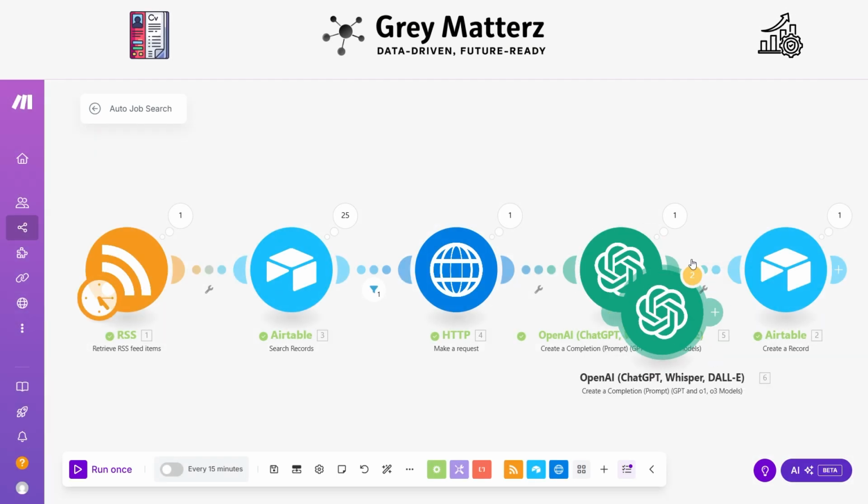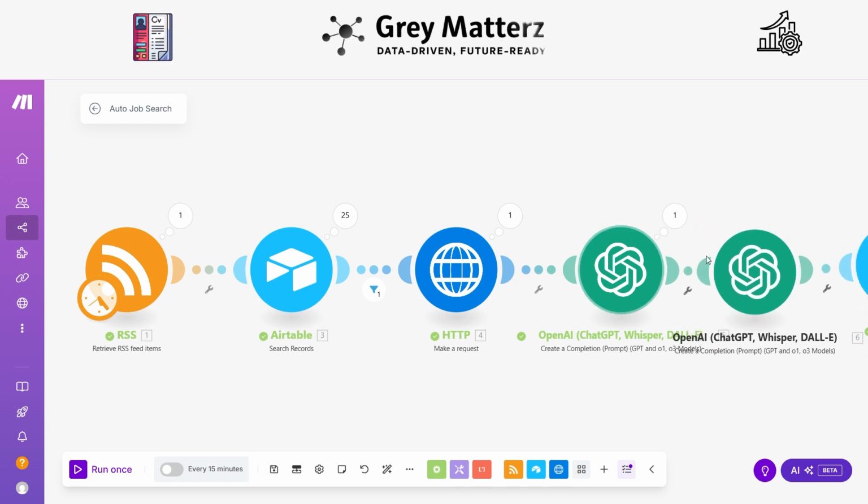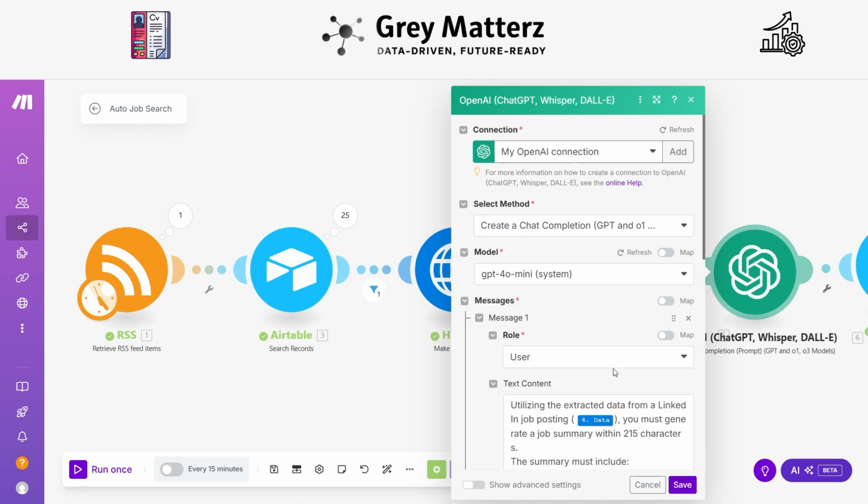Add an ignore error handler. Again, add the same node here. We make a change in the prompt. We are getting the job description from the previous node, matching it with the candidate resume to generate the job match percent. Set the max token to 0.